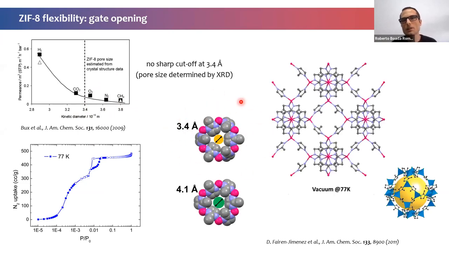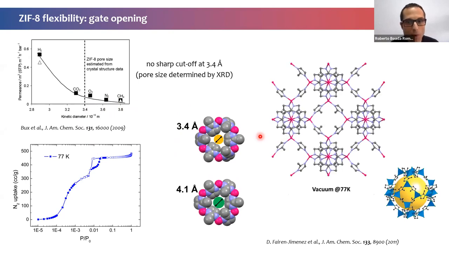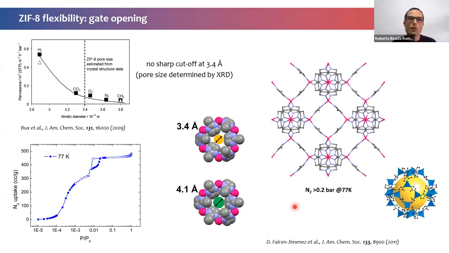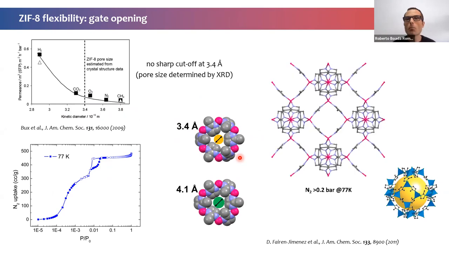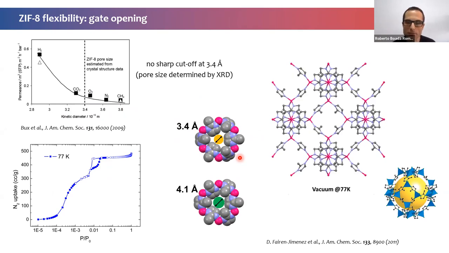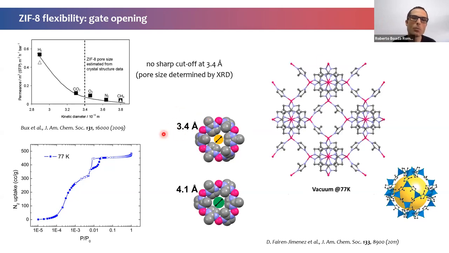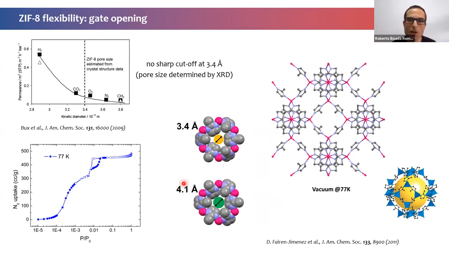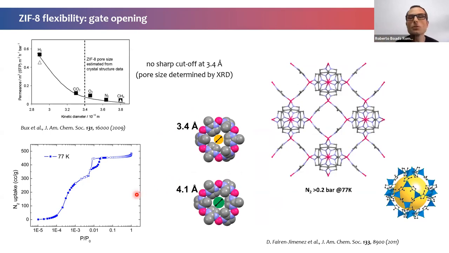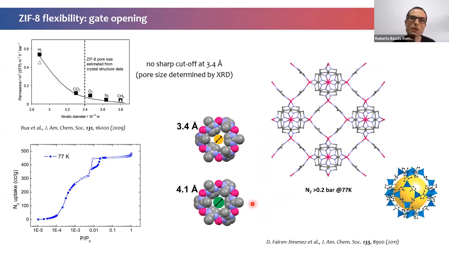This was also reported: there was a structural transformation when we were dosing gas or applying pressure, which changed the pore window size from 3.4 angstrom to 4.1 angstrom, allowing larger molecules to permeate through the porous structure and go through the six-member ring window.